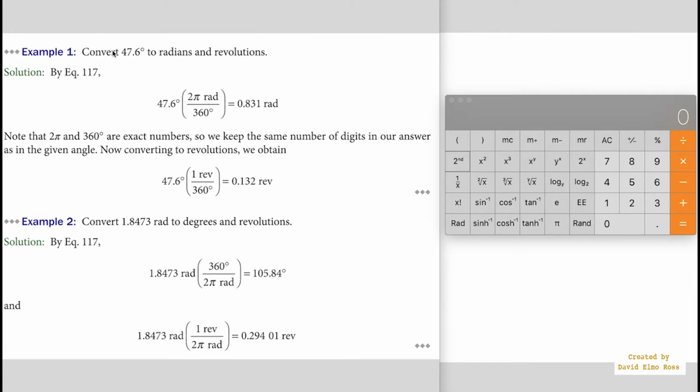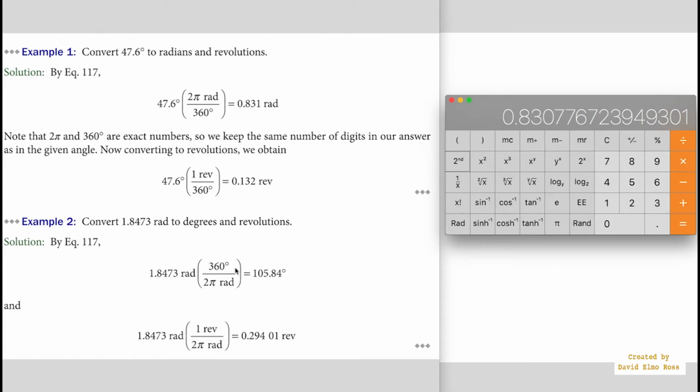So if we want to convert 47.6 degrees to radians, we put in 47.6 and we would multiply by 2 times pi, and then we would divide by 360. And we would indeed come up with 0.831 radians.